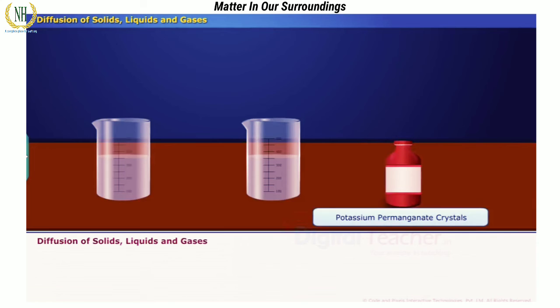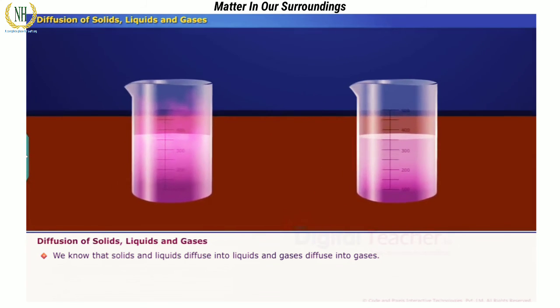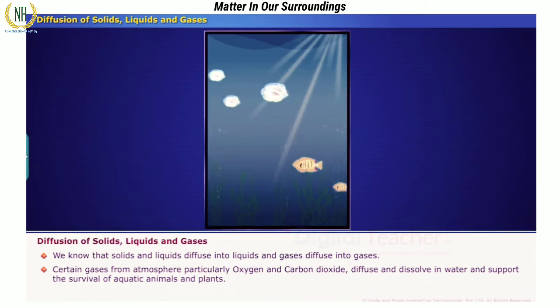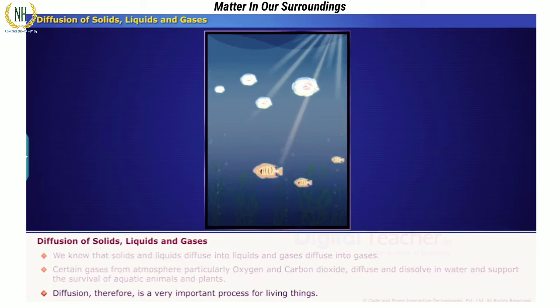Let us know about the diffusion of solids, liquids and gases. We know that solids and liquids diffuse into liquids and gases diffuse into gases. Certain gases from atmosphere, particularly oxygen and carbon dioxide, diffuse and dissolve in water and support the survival of aquatic animals and plants. Diffusion, therefore, is a very important process for living things.